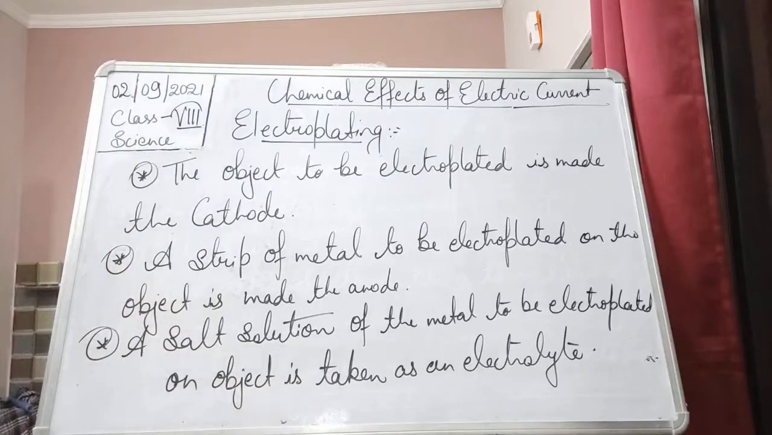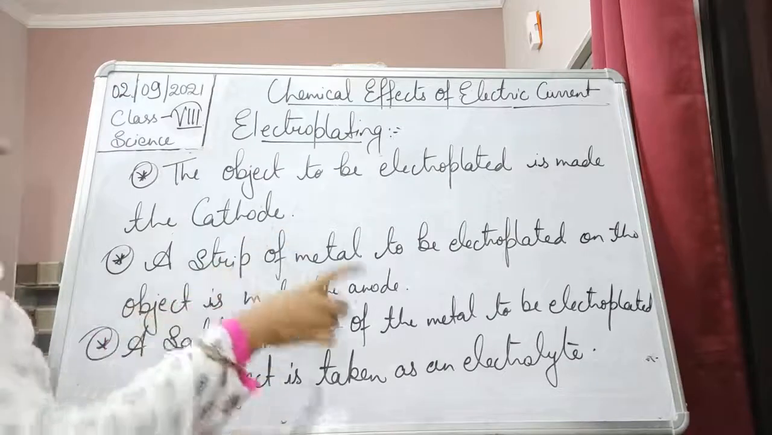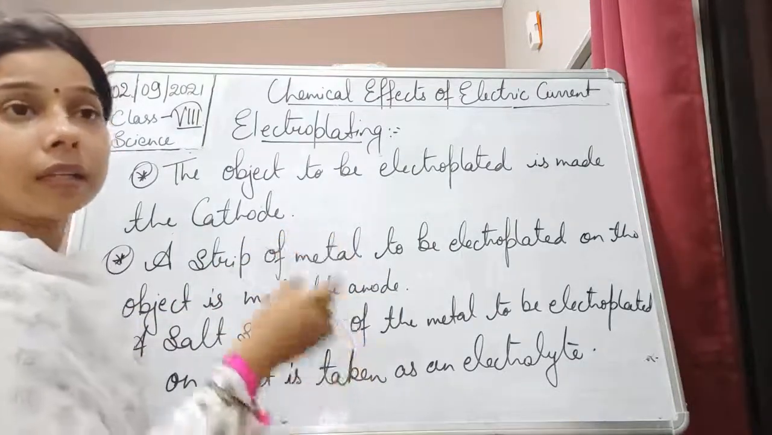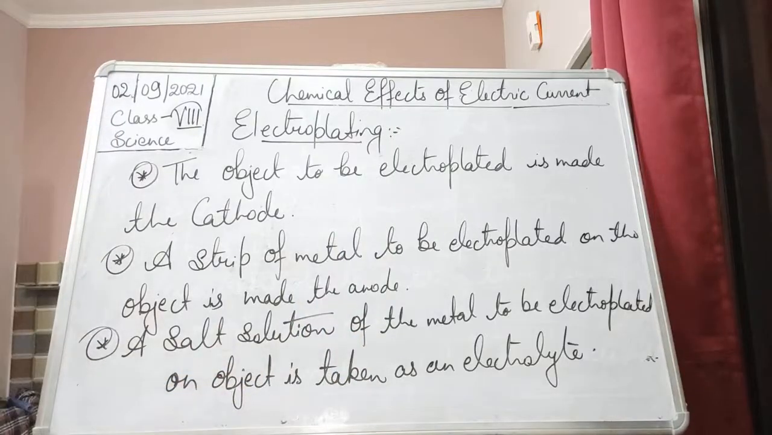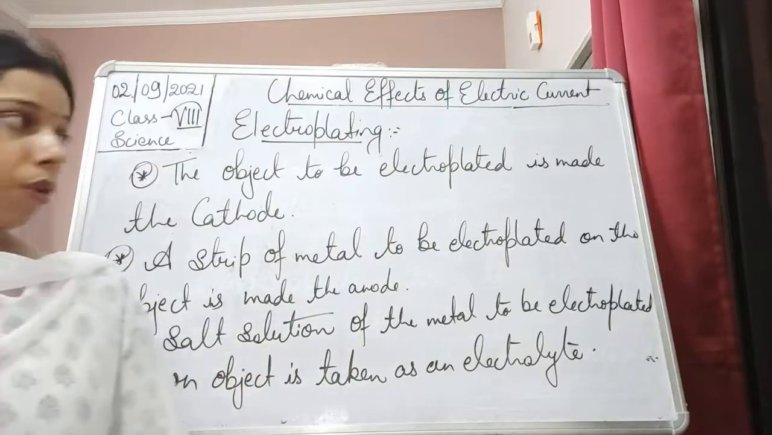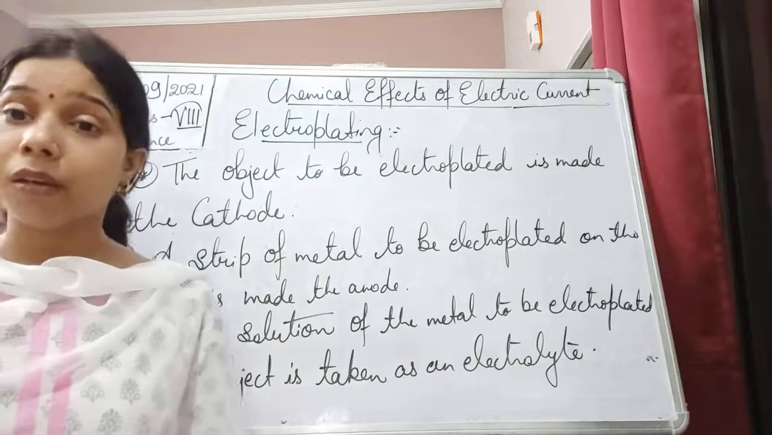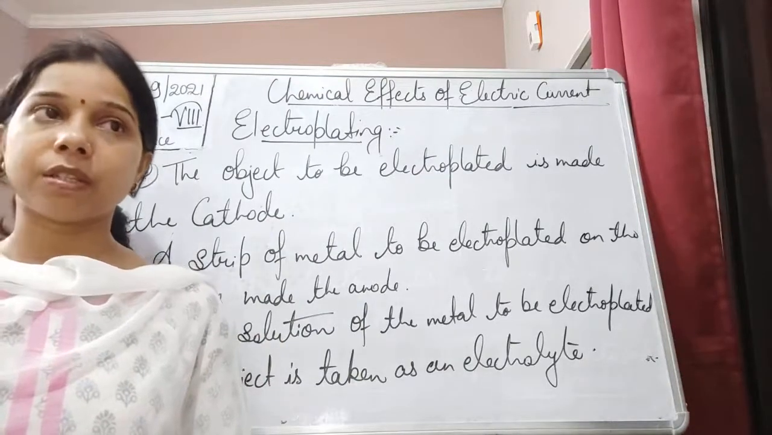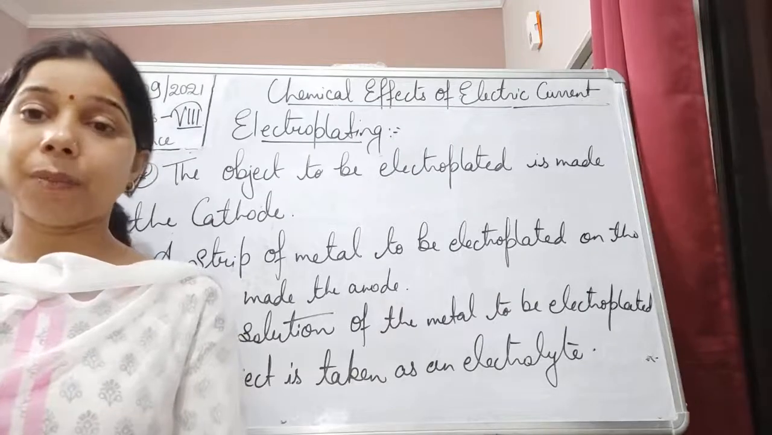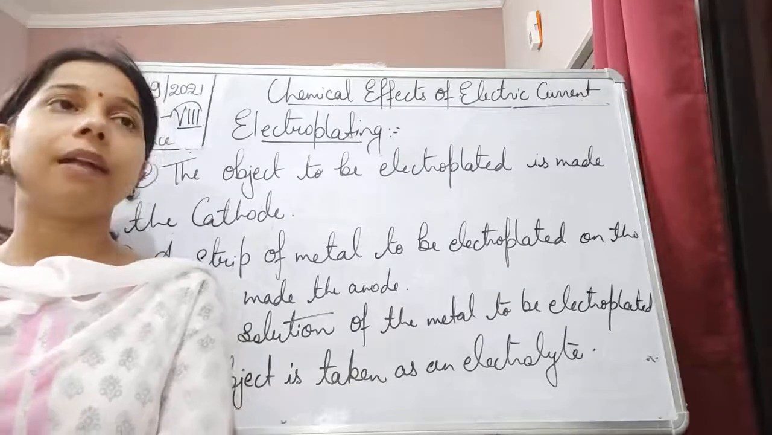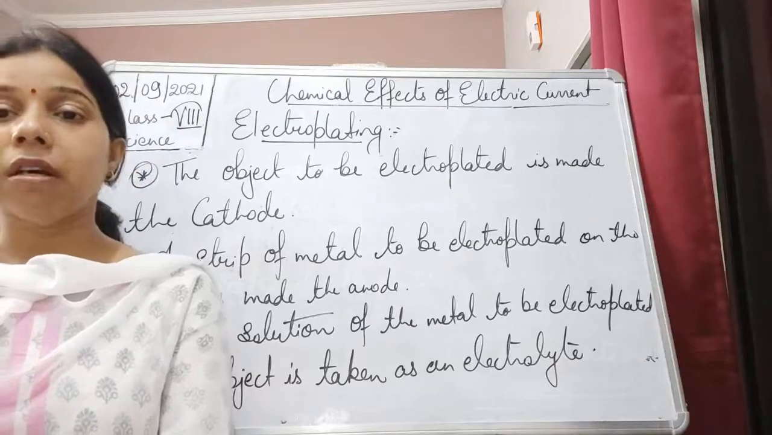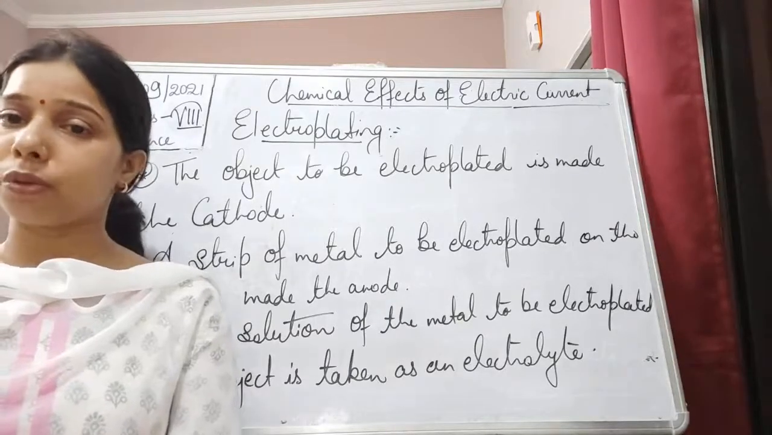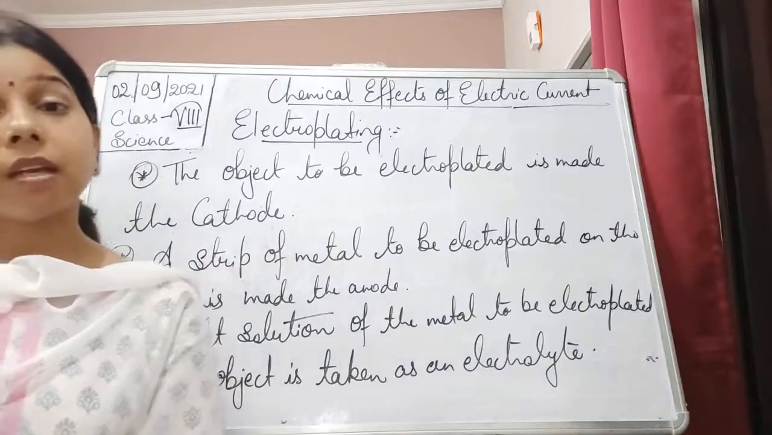So when the electric current passes through it, the silver chloride will get dissociated into silver ion and the chloride, and the silver ion will deposit over the cathode. This is how the iron metal is now covered with silver. Basically it helps in preventing corrosion or rusting. That's why it is electroplated.